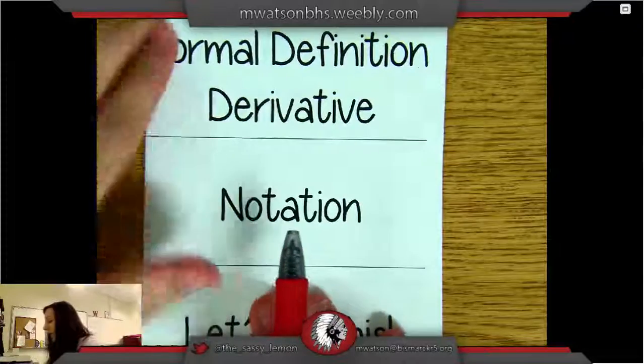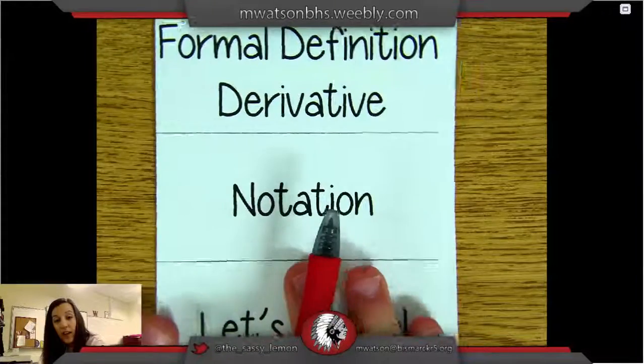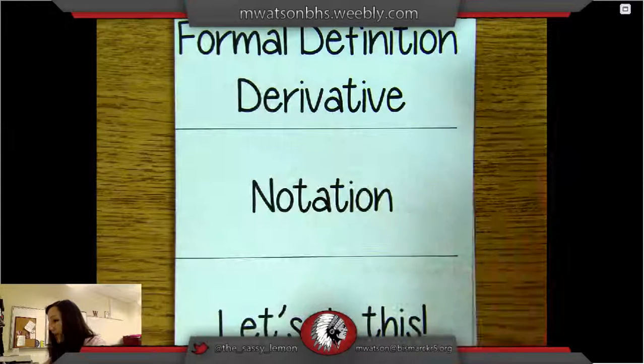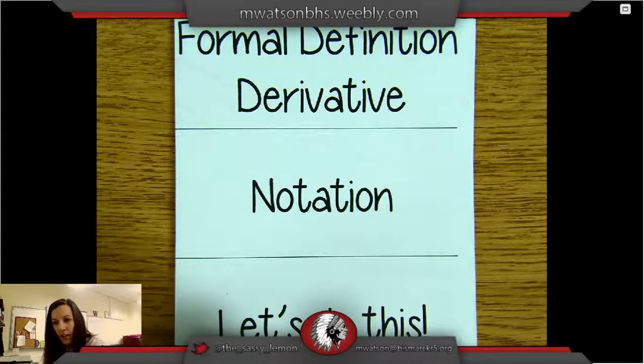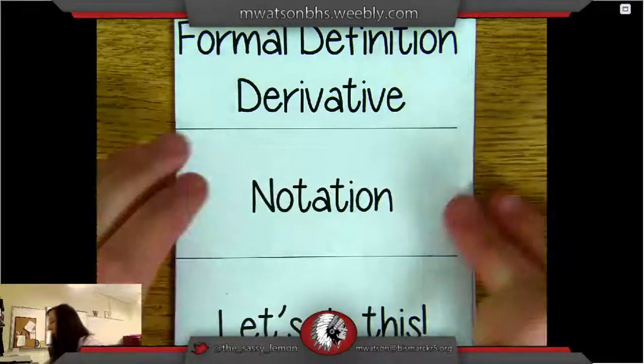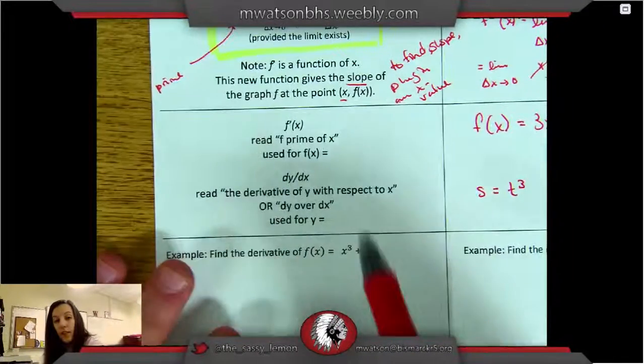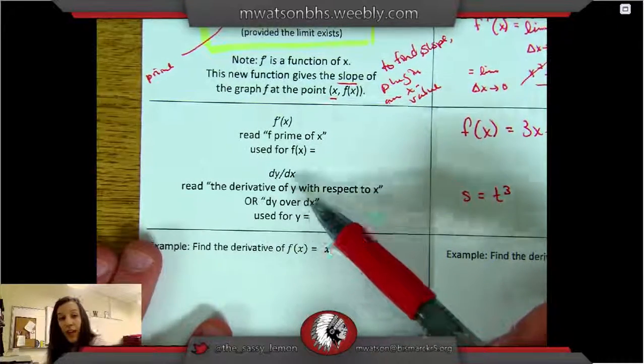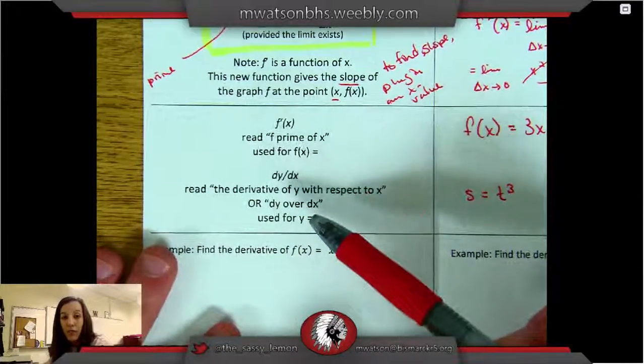There's a couple things about notation that I want you to be aware of. That way you can focus on the concept of a derivative rather than being confused by the notation. So there's a couple different forms of notation. The reason for this is there were different people studying the concept of a derivative at the same time.